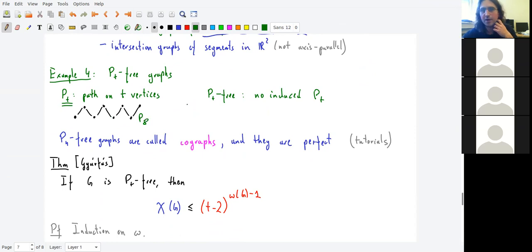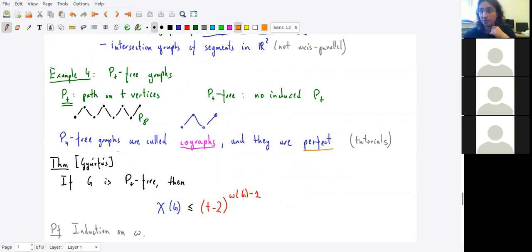And as usual, a P_t-free graph is a graph with no induced path on t vertices. So for instance, P4-free graphs, so graphs excluding a path on 4 vertices, they are called cographs. And they have very nice structure. In particular, they have clique-width 1. They admit a very strict decomposition, and in particular they're perfect. And I think that during the tutorials you will prove today that they are perfect.